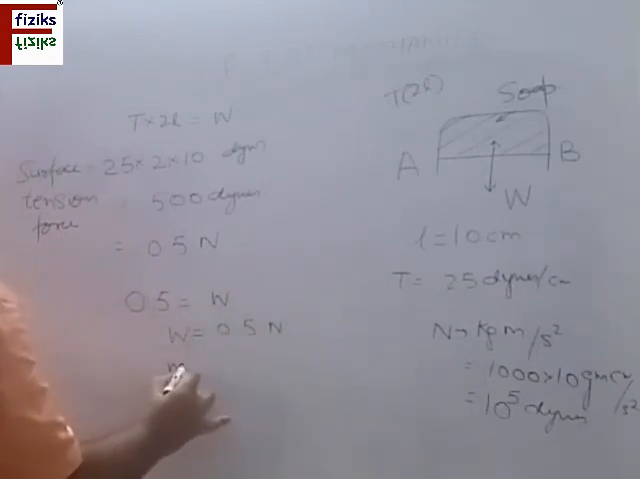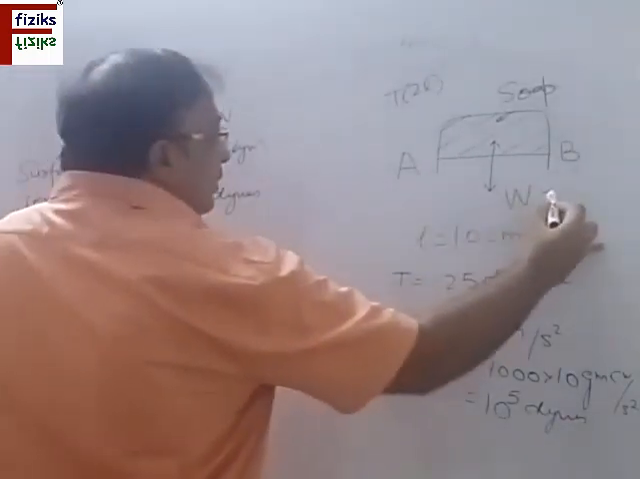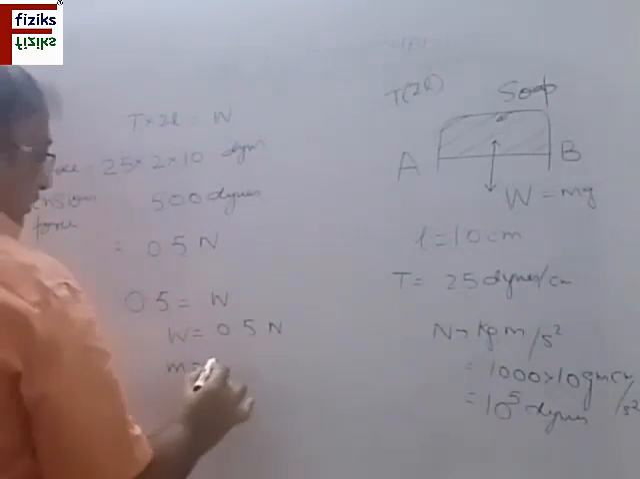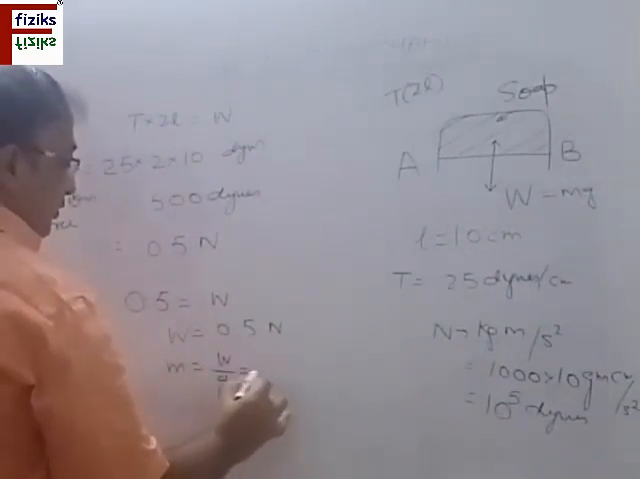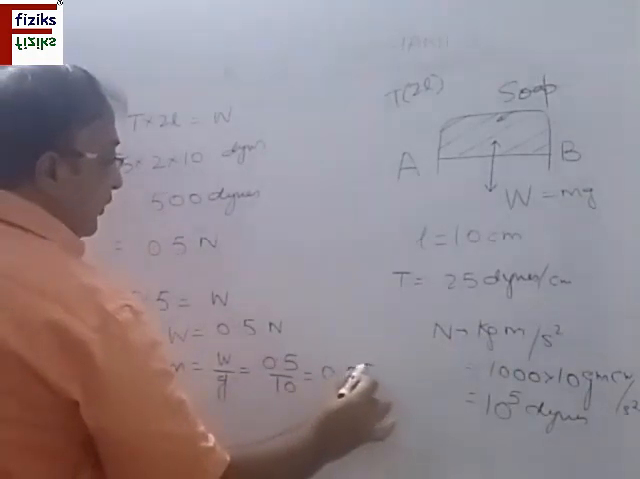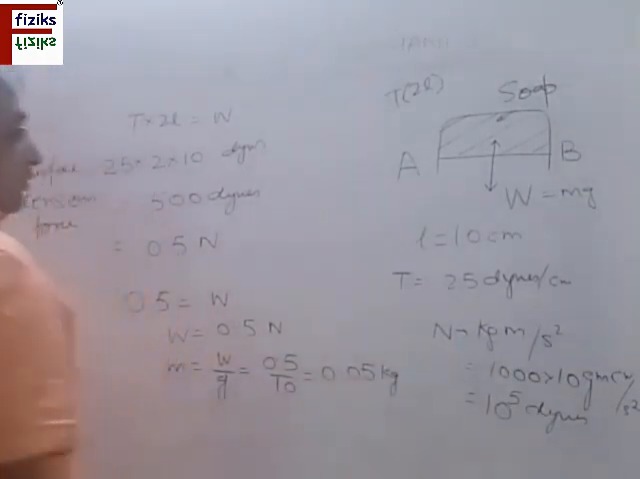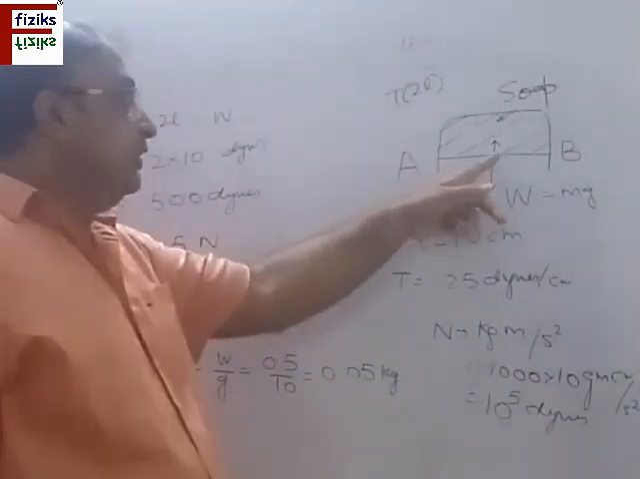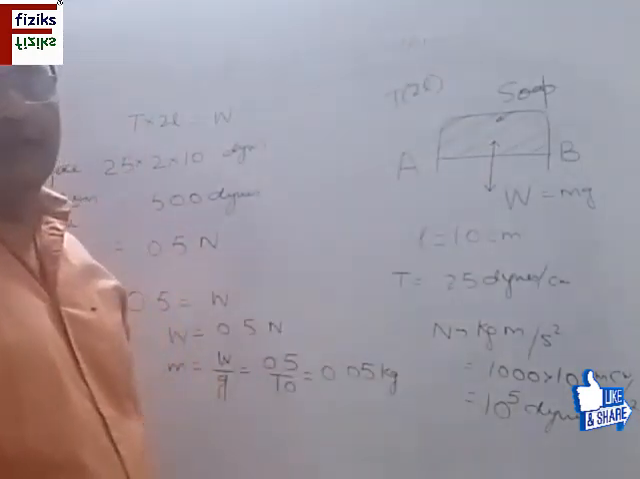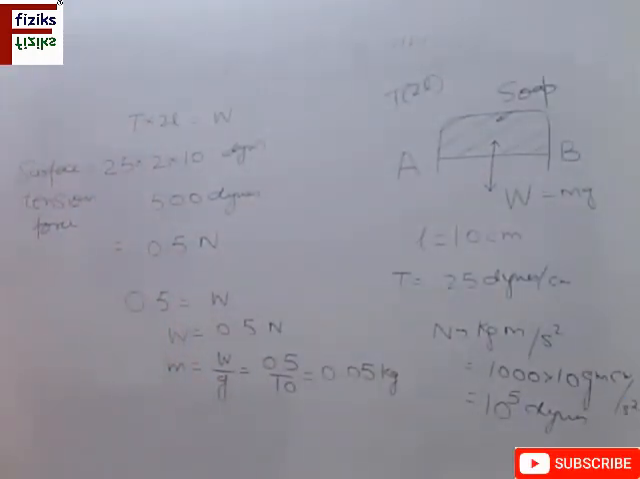Or if I want to know the mass, W equal to mg. What mass has to be put here? m is W by g. 0.5, taking g equal to 10, gives 0.05 kilogram. So this much mass, when supported here vertically, will prevent the wire from sliding in the upward direction. Note it down.